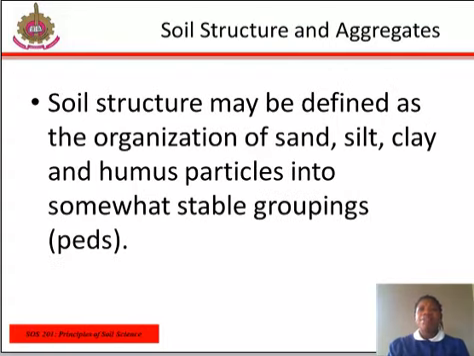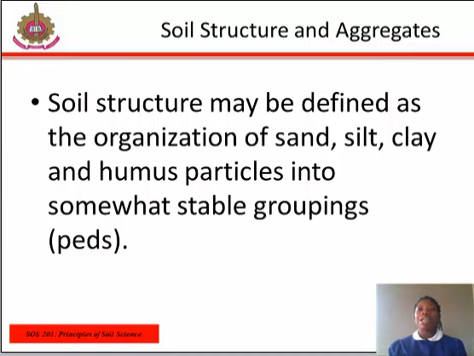Soil structure may be defined as the organization of sand, silt, clay, and humus particles into somewhat stable groupings, that is the peds. It can also be defined as the aggregation of primary soil particles, the sand, silt, and clay, into compound particles termed aggregates or peds, which are separated from adjoining peds by lines of weakness.